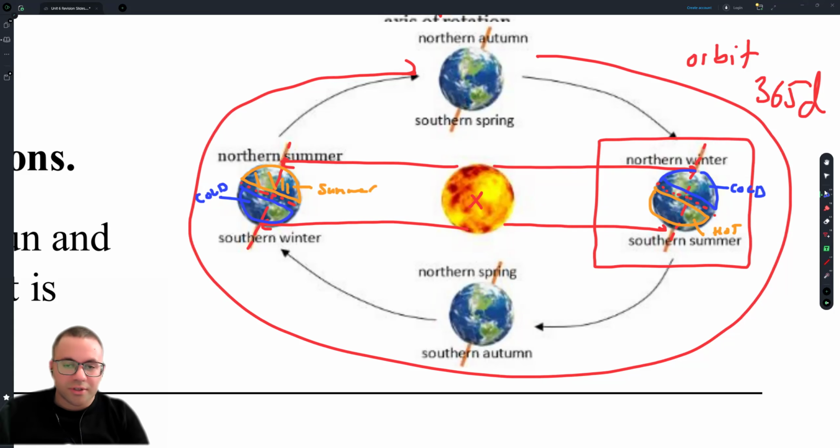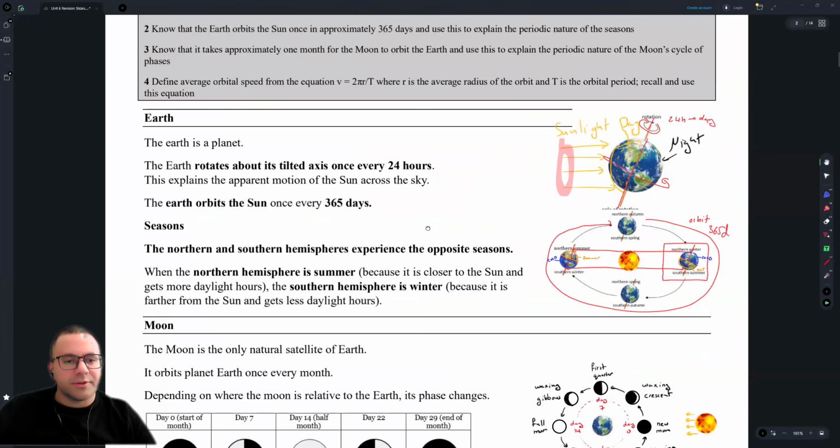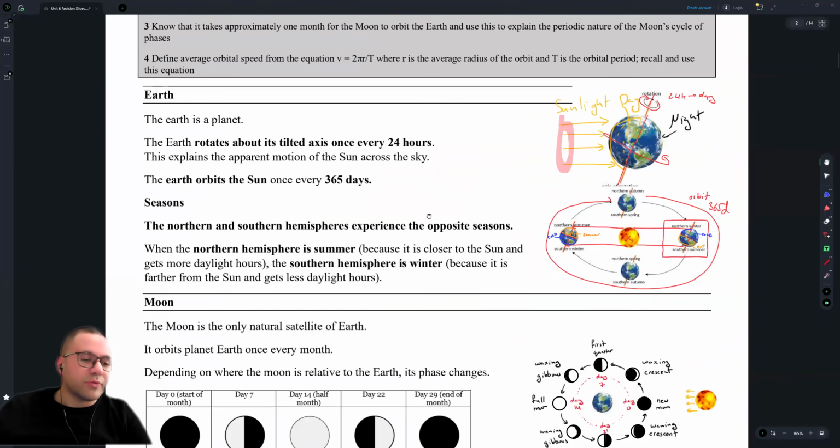Obviously, spring and autumn are just transition seasons. When winter turns into summer, we call that spring. When summer turns to winter, we call that autumn. But weather-wise, they're both basically the same. Okay, very good. Let's move on.